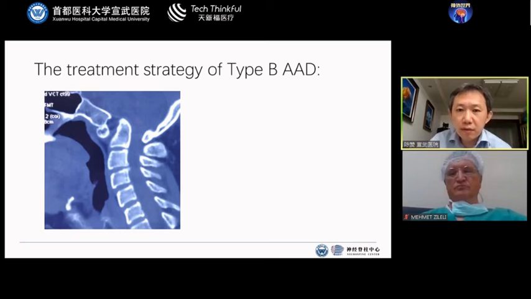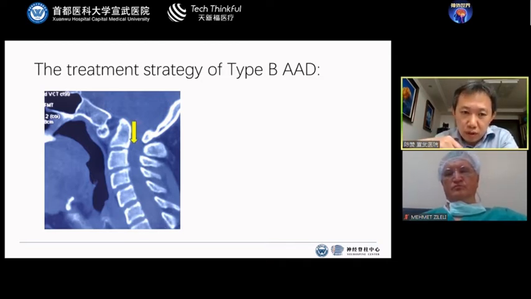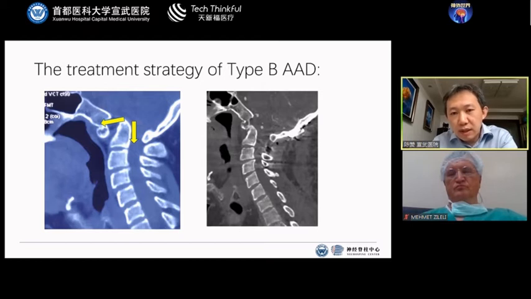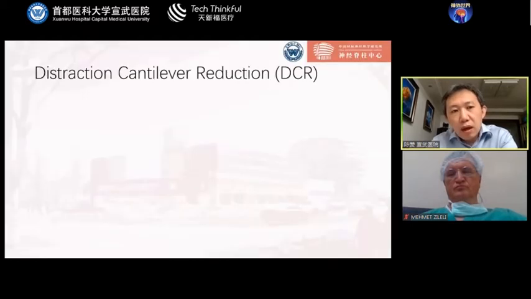Our strategy for Type B C1C2 dislocation will be a more complex surgery. For this kind of patient, first we should push C2 downward to reduce the vertical dislocation between C1 and C2, and then we should reduce the transverse dislocation between C1 and C2. Finally, we can get a total reduction for this kind of patient. So we use what we call the distraction cantilever reduction technique.